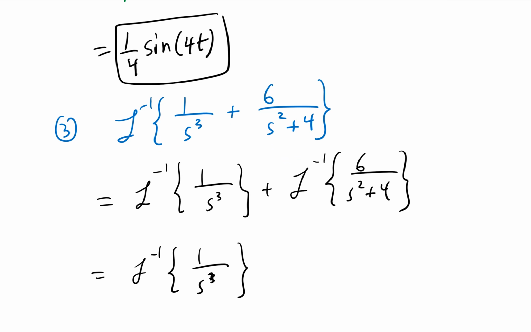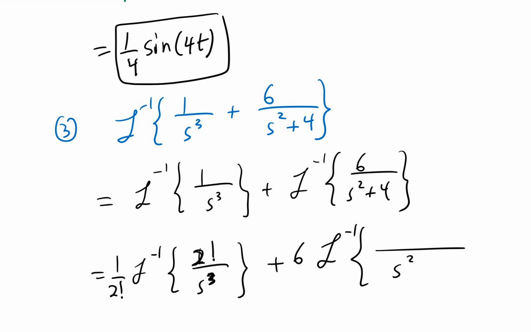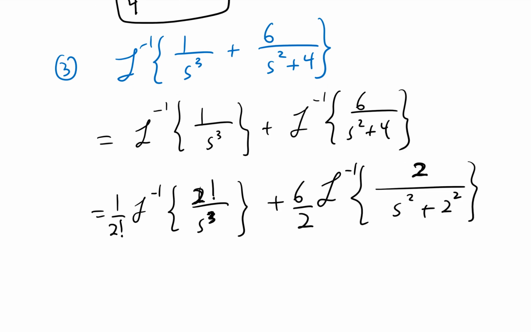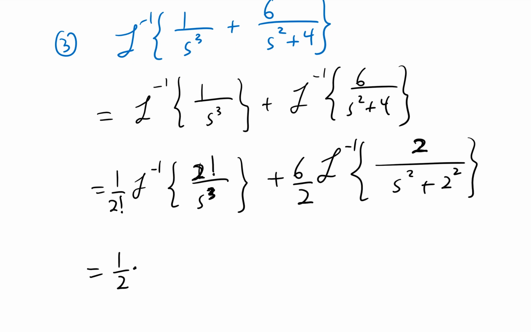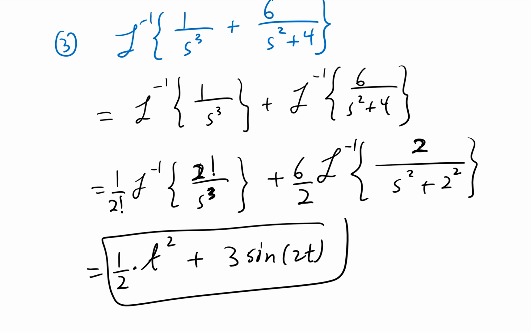I need whatever the power is here, if it's a 3, then on the top goes 1 less than that, factorial. So you have to multiply by the same thing outside. You can take the 6 out, and we have s squared plus 2 squared. So I have to have a 2 on the top. If I put a 2 on the top, I have to put 2 outside. So that gives me 1/2. And this one, the inverse Laplace, is t squared plus, this is 3, and that's a sine 2t.